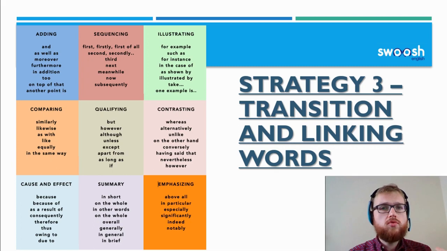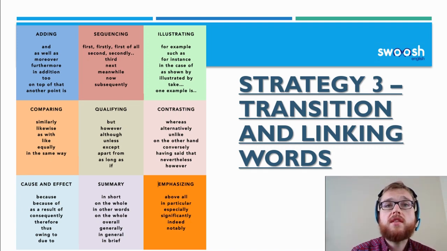Now, when we have 2 different viewpoints and we want to ensure that we have progressed in highlighting that this viewpoint is different from the previous one, we can use some of our contrasting words, such as whereas, alternatively, unlike, on the other hand, conversely, having said that, nevertheless, and however. Now keep in mind, for this style of essay, you're only going to be asked to argue one viewpoint. So you're not really going to need to use some of these contrasting words.